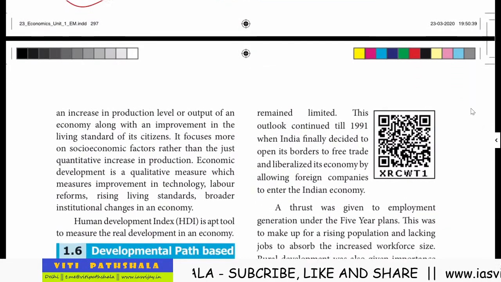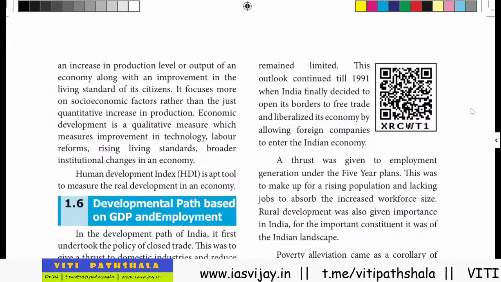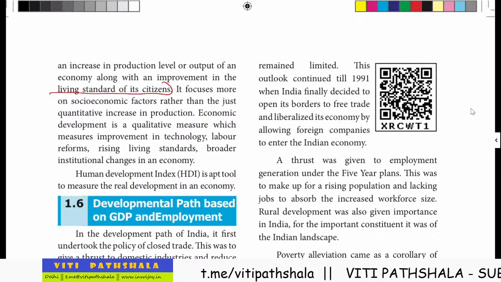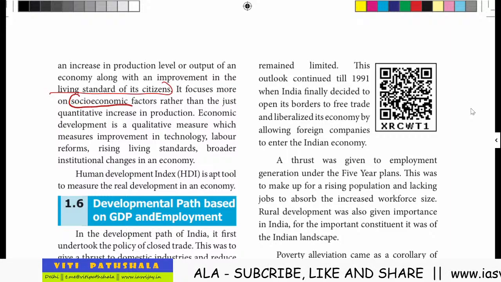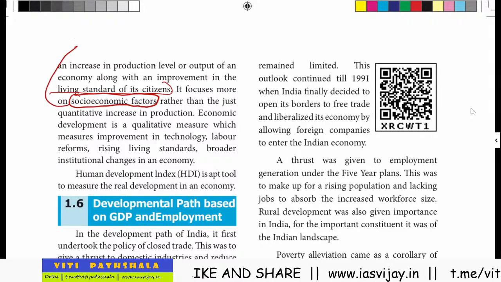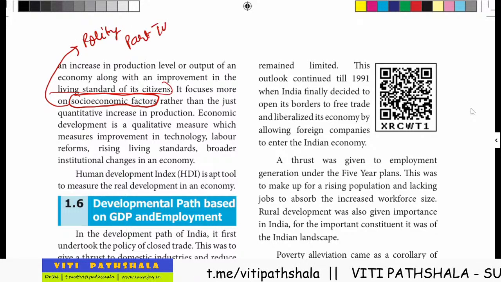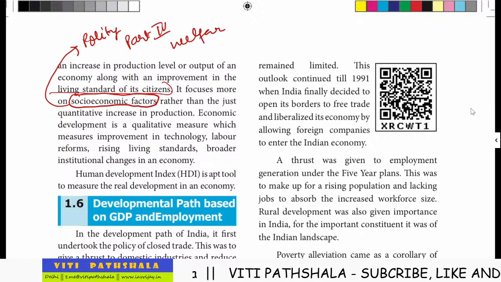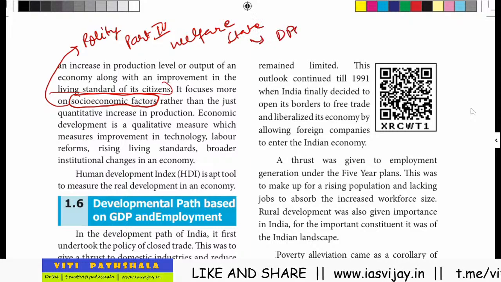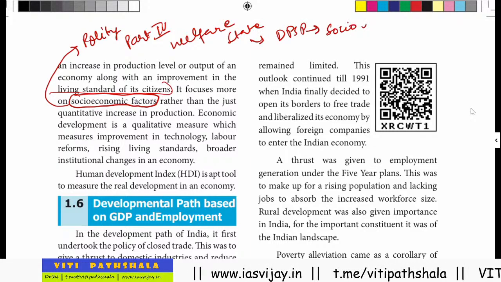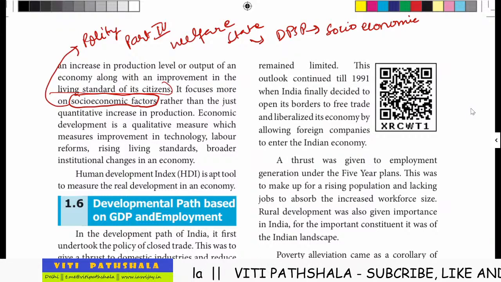Now, it is an increase in the production level or the output of an economy, along with an improvement in the living standard of its citizens. It focuses more on the socio-economic factors. Now remember, what are these socio-economic factors? Go to the polity. Part 4 of the constitution talks about the welfare state. It talks about the DPSP, and those are in the socio-economic nature. So try to interrelate the things.